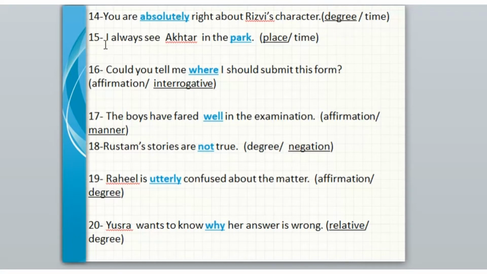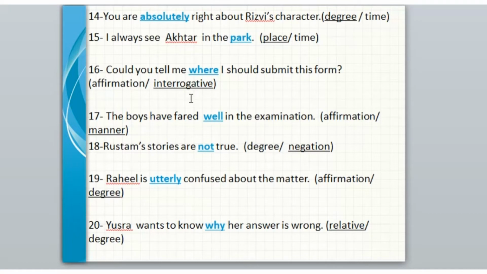Okay, now let's come to number 15. I always see Arthur in the park. Options are place, time. So where do you see them? See this person in the park. Park is the adverb of place. Underline "park" and put a tick on top of place.